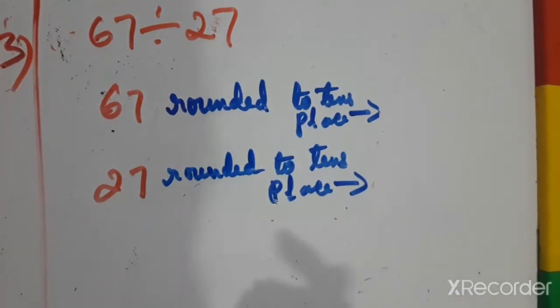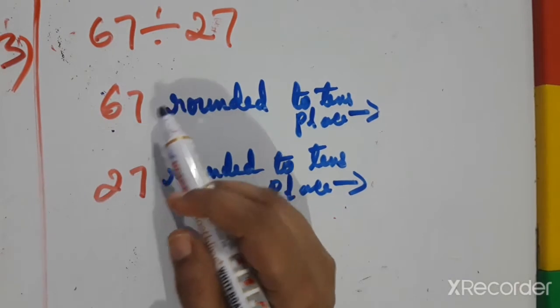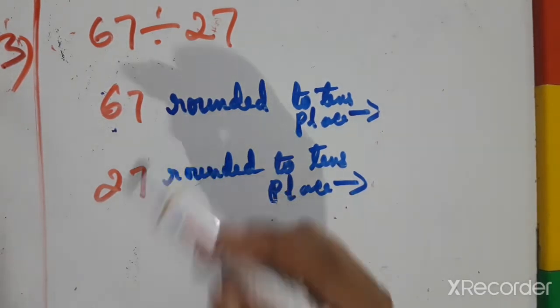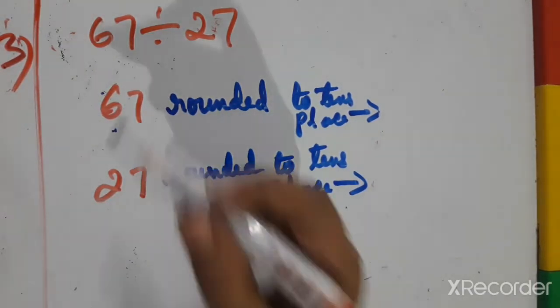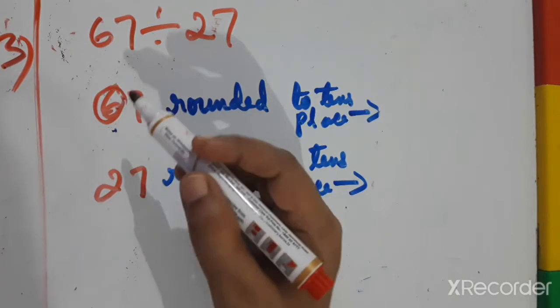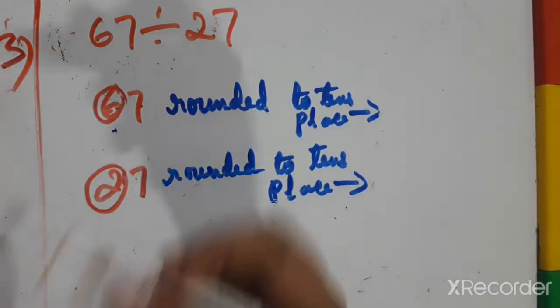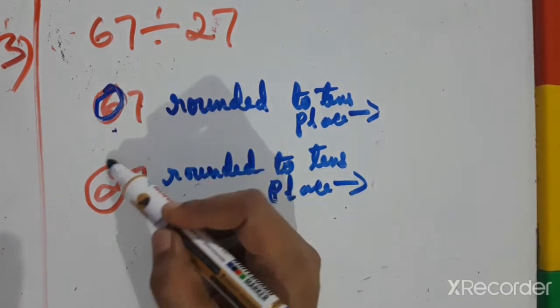Now the third question, 67 divided by 27. We have to round off. 67 rounded to the tens place. We are rounding up, children. In 67, the 1's digit is the first number we are rounding off, so 6 is the tens digit being rounded.